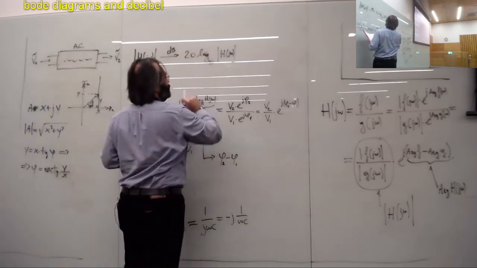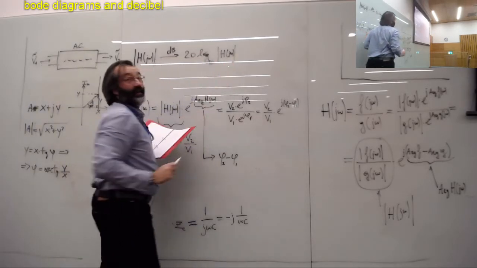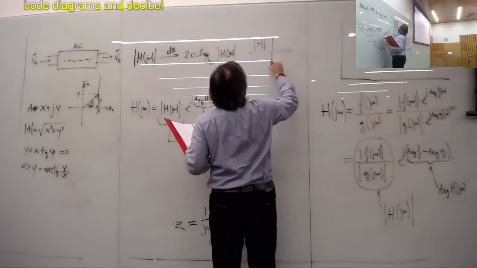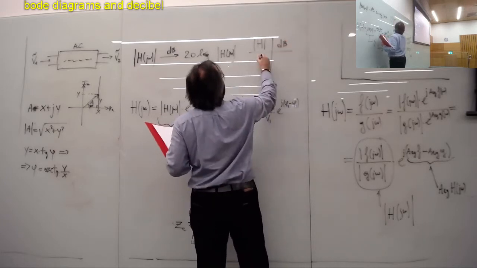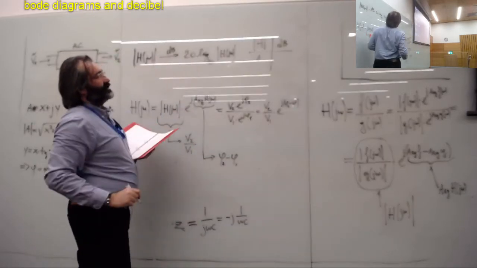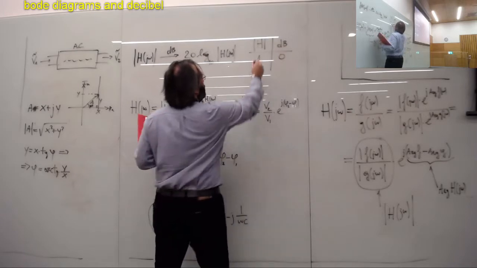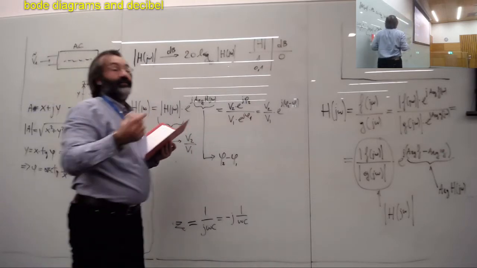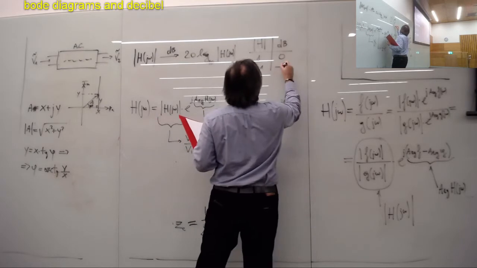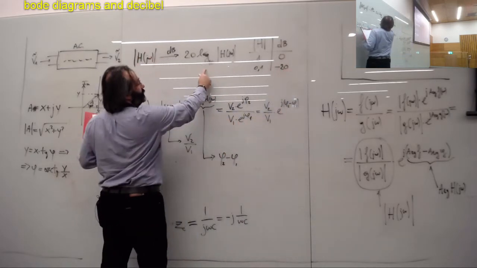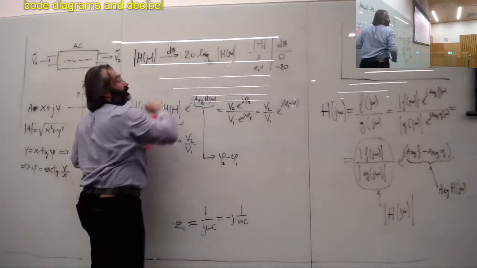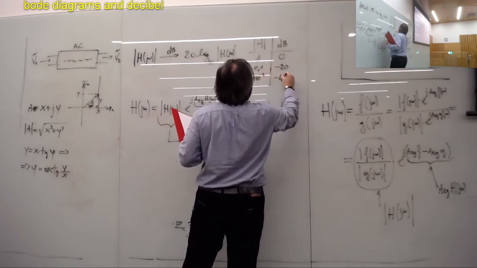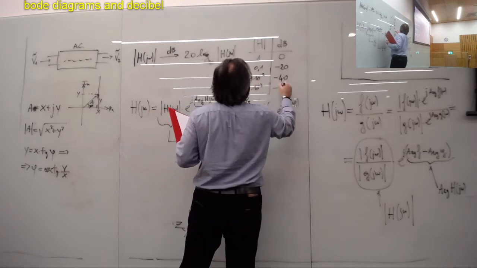What this operation does is this: say that this quantity is 1. We can make a table of the absolute value of H and the corresponding dB value. If the absolute value of H is 1, the corresponding decibel value is 0. If the absolute value of H is 0.1, so one decade smaller, 10 to the minus 1, this value would be minus 20. The logarithm of 0.1 is minus 1, and so this is minus 20. If you take 10 to the minus 2, minus 40. 10 to the minus 3, minus 60, and so on and so forth.